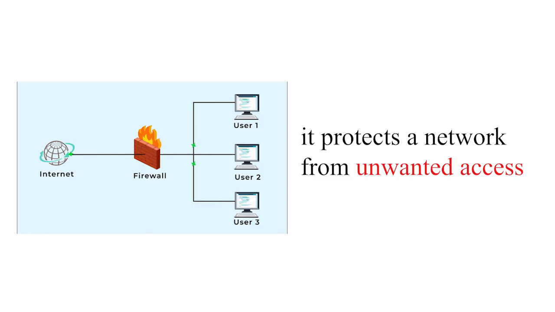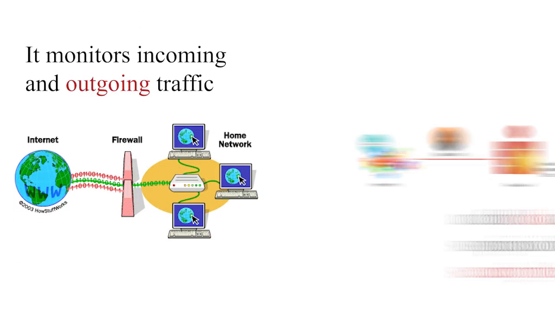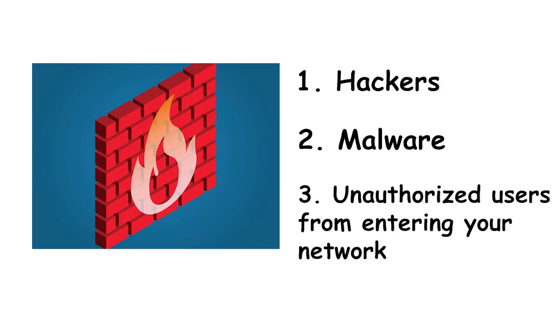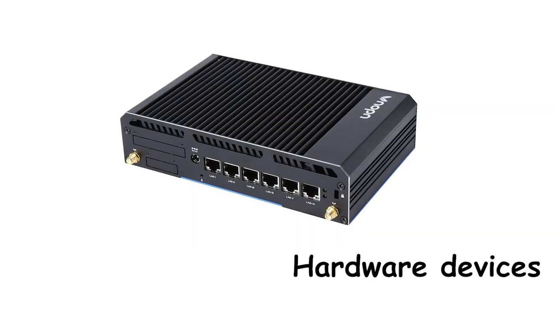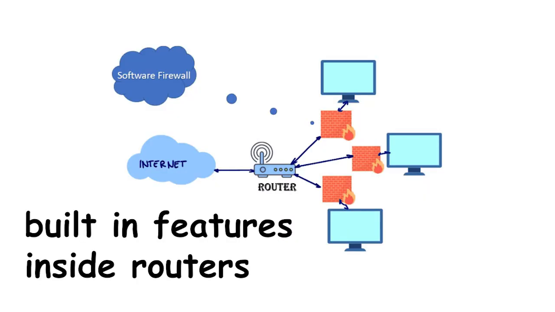Firewall. A firewall protects a network from unwanted access. It monitors incoming and outgoing traffic and blocks anything suspicious based on security rules. Firewalls can prevent hackers, malware, and unauthorized users from entering your network. They can exist as hardware devices, software programs, or built-in features inside routers.